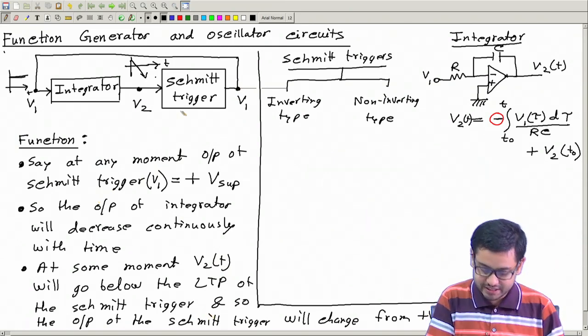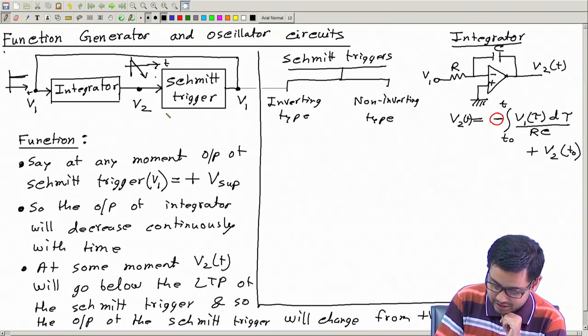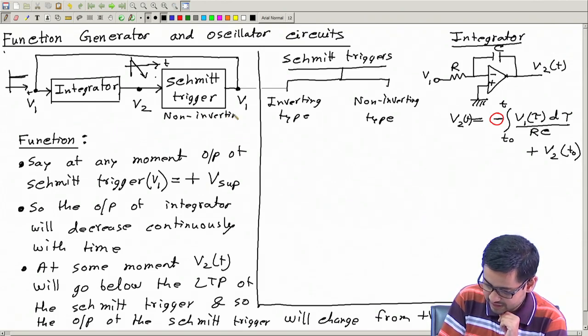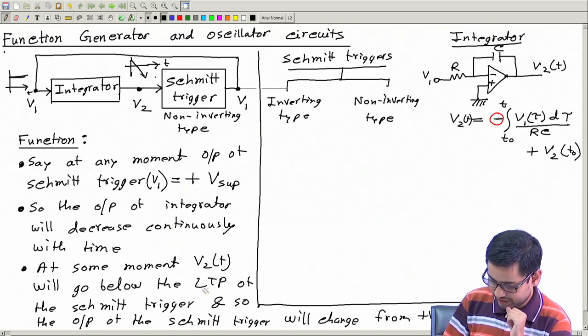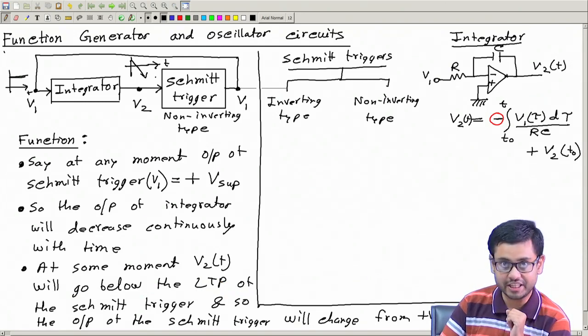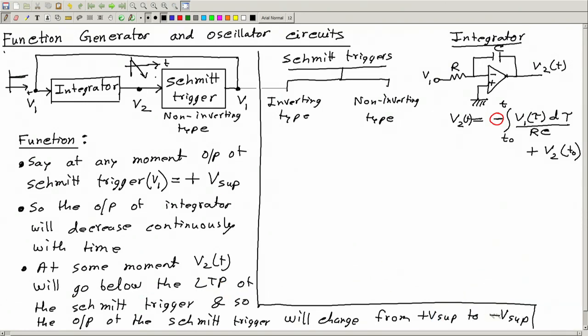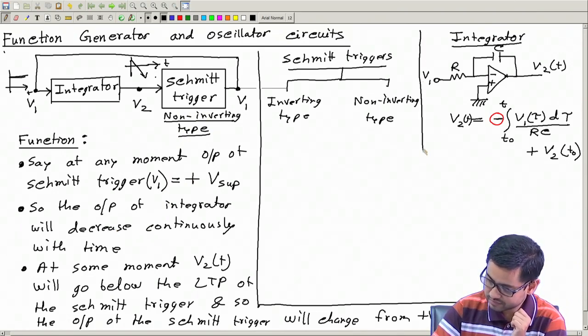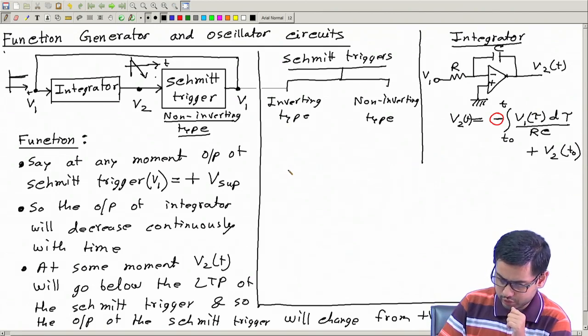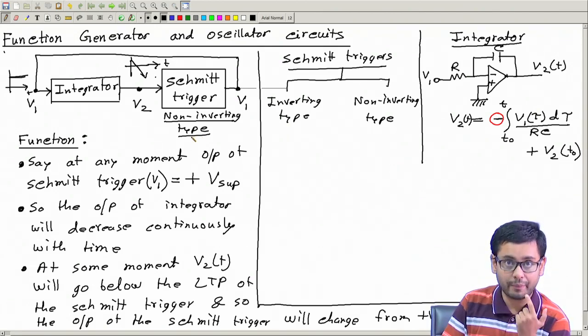So that means this must be a non-inverting type, because that's what I have assumed here. When the input goes below LTP, output will become negative. So that's why we definitely need this type of Smith trigger. Now, what will happen next?